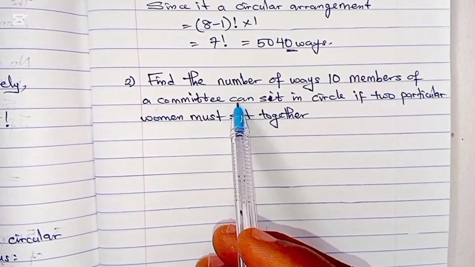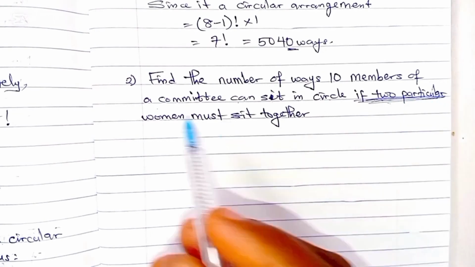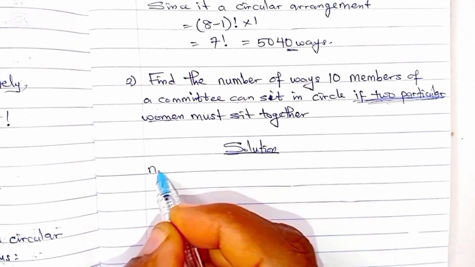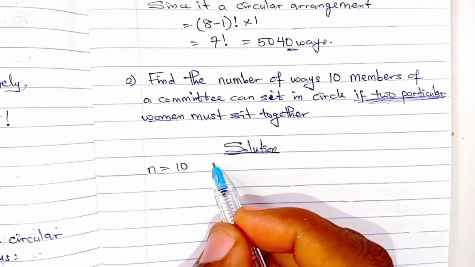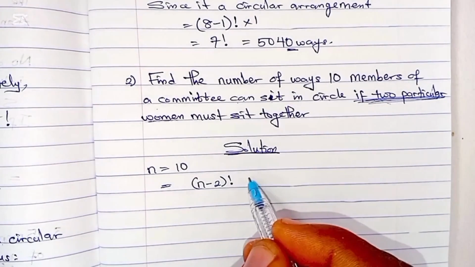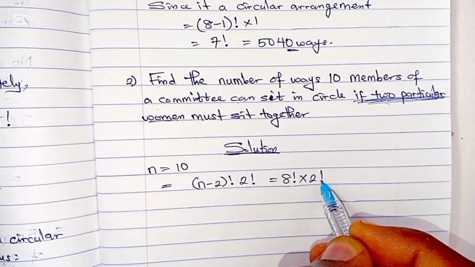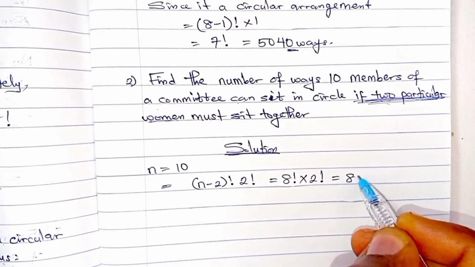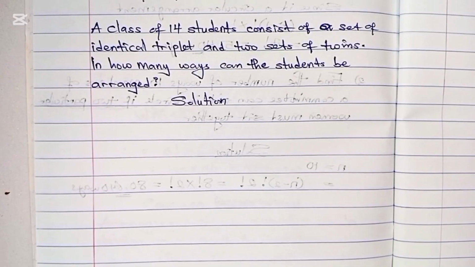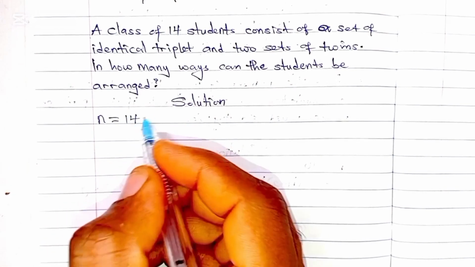Now look at the second question. There are 10 members in a board meeting, and in how many ways can they sit if two particular women must sit next to each other? In this case, we can seat the people by pinning the two women as the start point. It becomes n minus 2 factorial, and the two women can be arranged in 2 factorial ways. Therefore we get 8 factorial multiplied by 2 factorial, and the answer gives us 80,640 ways.